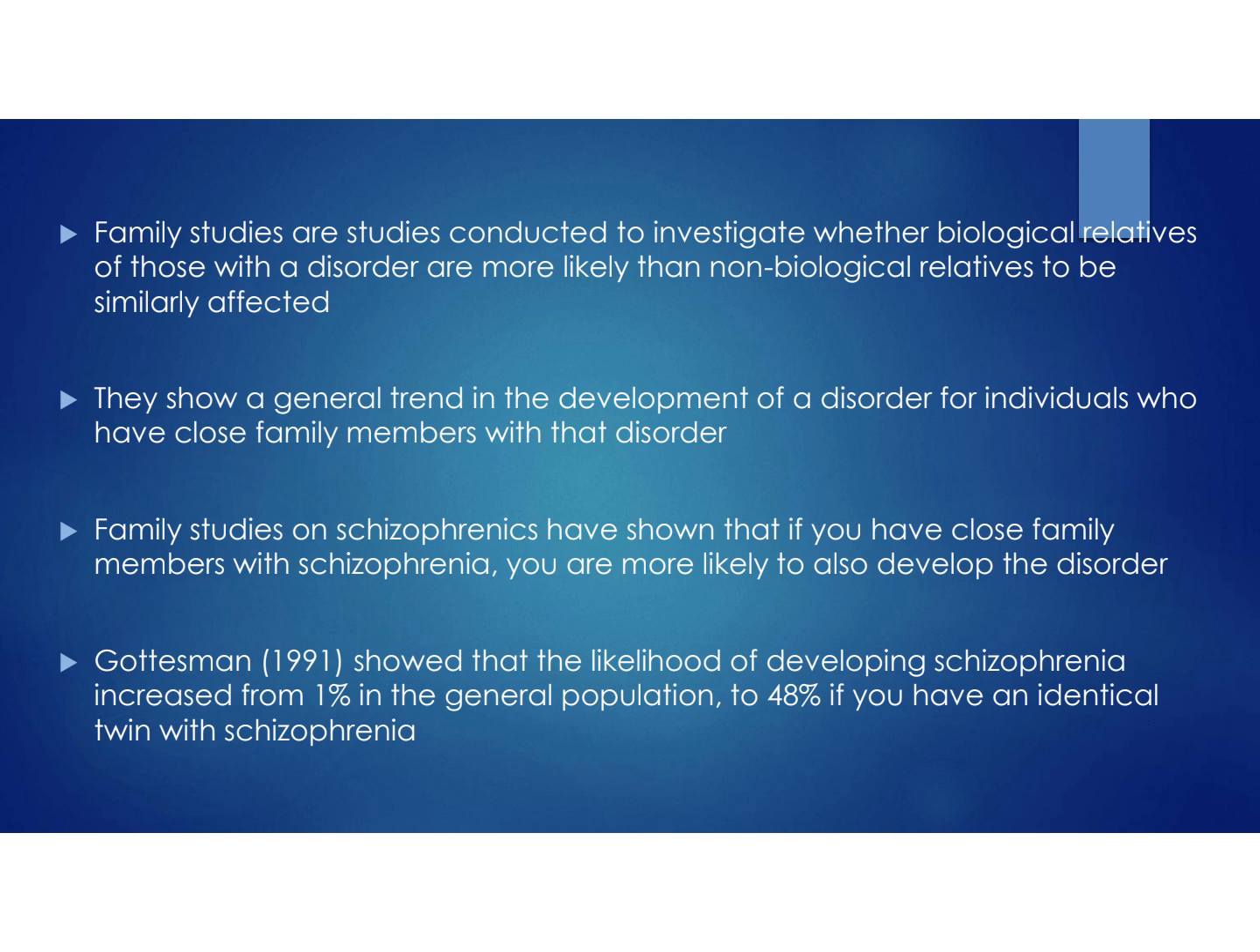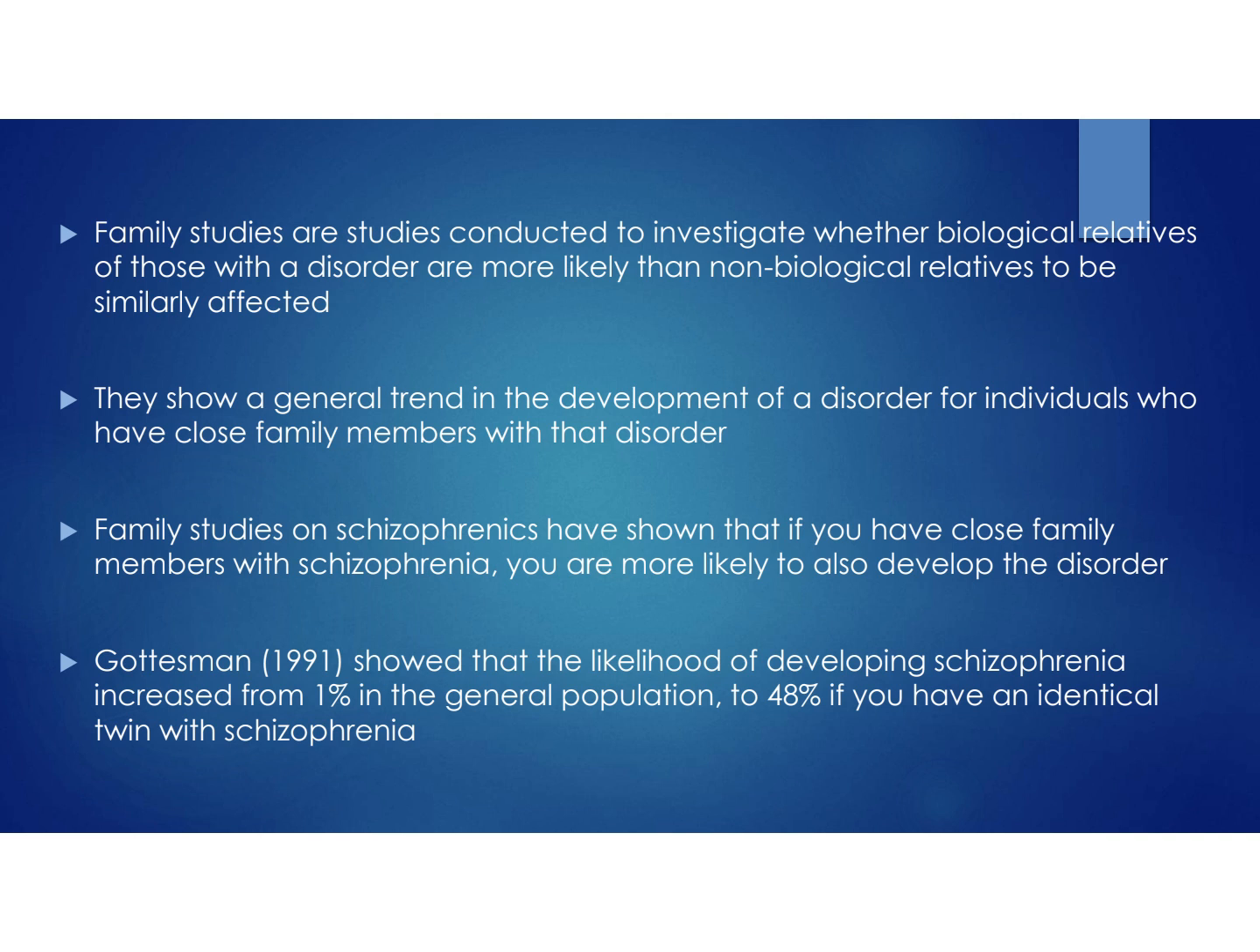Start with family studies. So family studies are studies conducted to investigate whether biological relatives of those with a disorder are more likely than non-biological relatives to be similarly affected. There's not much of a detailed study here, but it says that a general trend has been shown where people with close family members who have the disorder are also more at risk of developing symptoms of the disorder. And yeah, so family studies, again, there's not much information here, but what we do know is that if you have a close family member with the disorder, your chances of developing the disorder increase compared to the general populations.